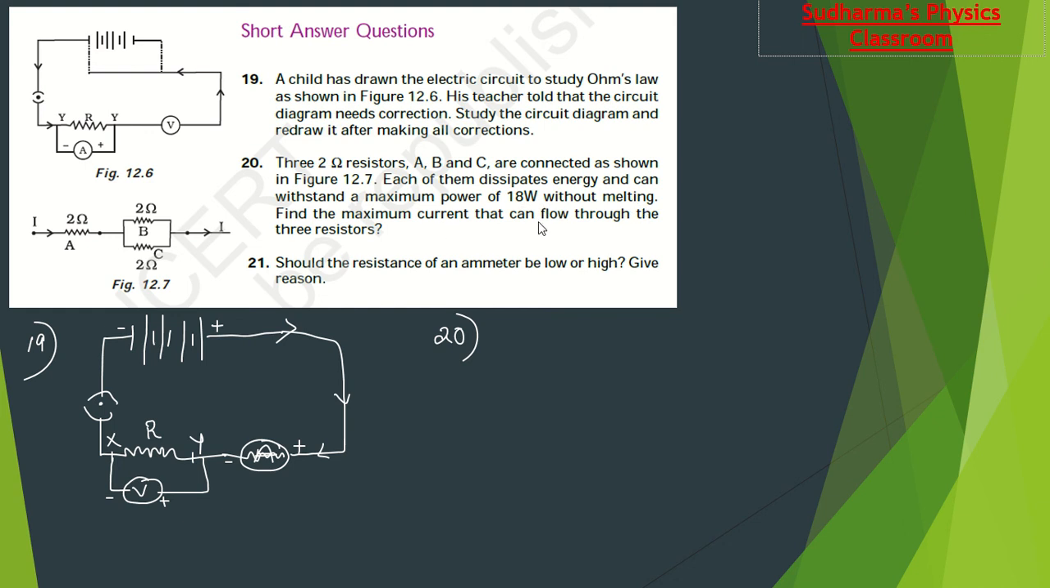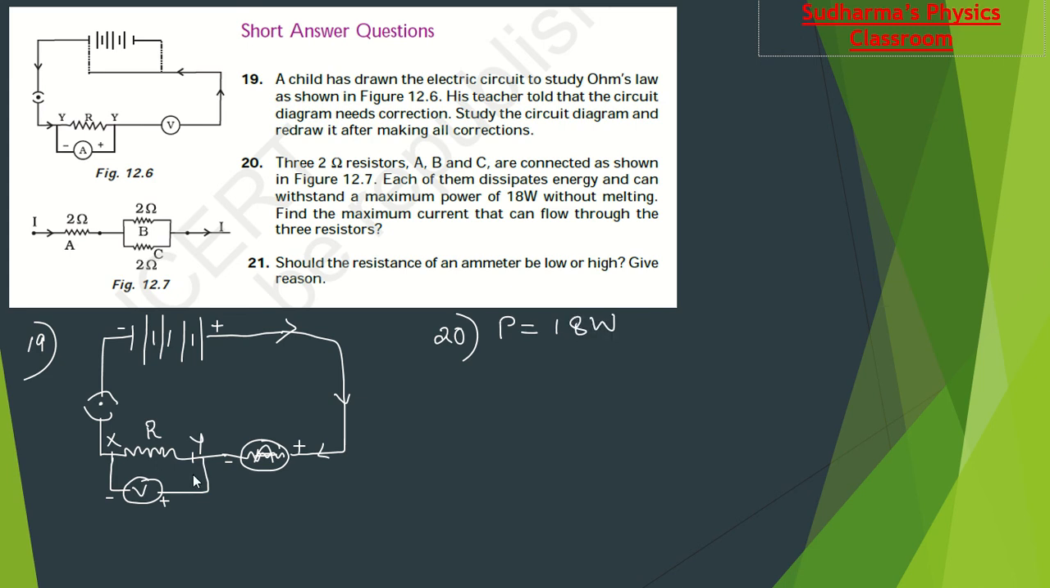Find the maximum current that can flow through the three resistors. Three 2 ohm resistors A, B and C are equal resistors. They are connected according to this figure 12.7. Each of them dissipates energy and can withstand a maximum power of 18 watt.